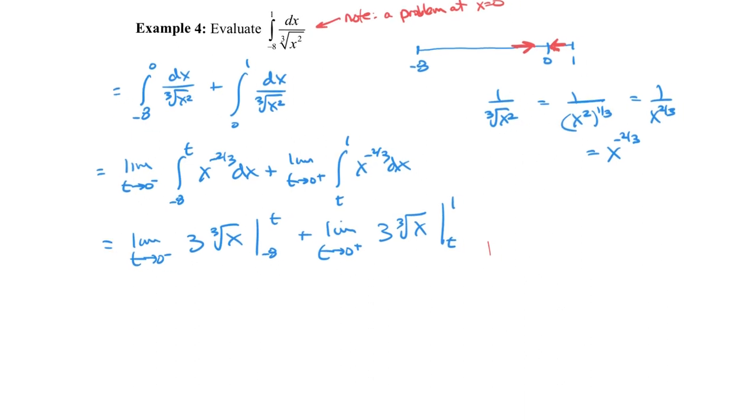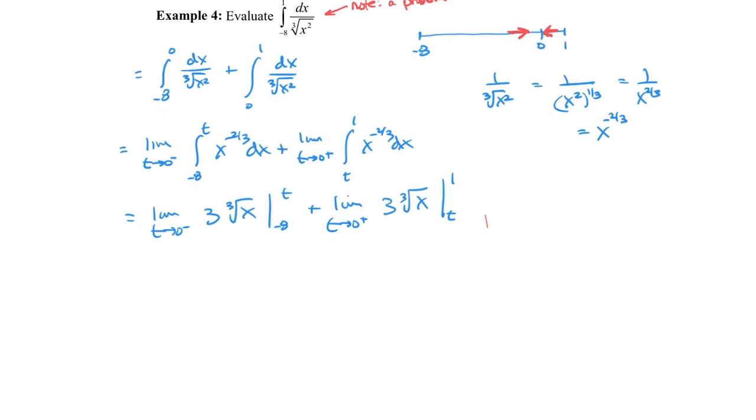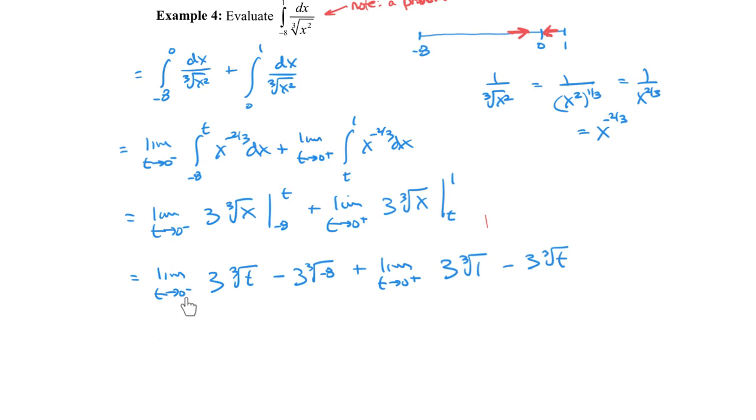Okay, so at this point we can plug in the endpoints of our interval. So we get the limit as t approaches 0 from the left. I'm going to plug in the t and I get 3 times the cube root of t minus 3 times the cube root of -8, plus the limit as t approaches 0 from the right, and we get 3 times the cube root of 1 minus 3 times the cube root of t. Remember we need these details: we're approaching 0 from the left here, and from the right here.